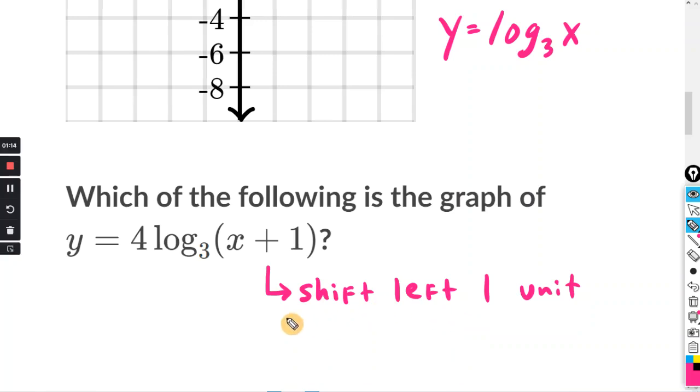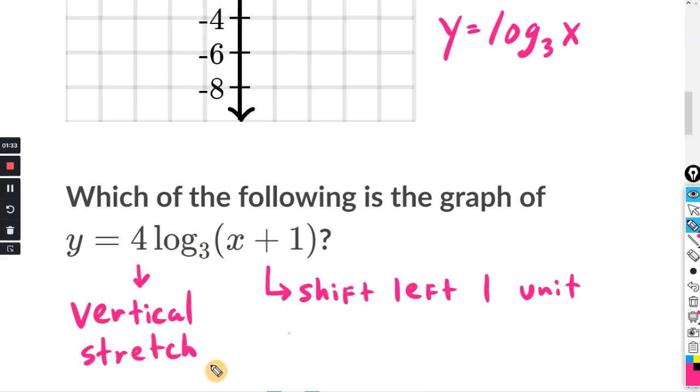All right, and when you multiply the entire function by a number that's greater than 1, that is making the graph have a vertical stretch. That just means that it increases or decreases faster than the original. So let's apply these two steps to the graph and see what it looks like.